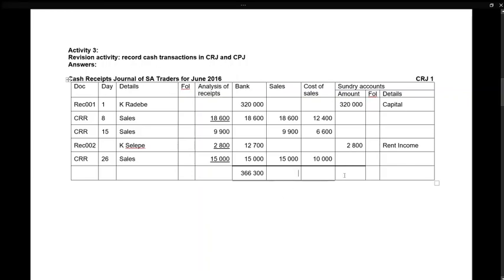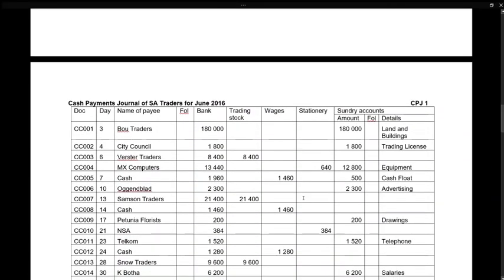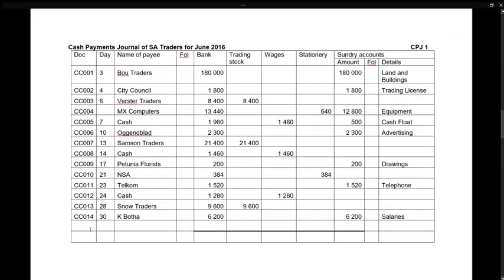Okay. Sales, if you were to total that, 43,500, and cost of sales, I got 29,000 on the dot. Right, let's quickly do our cash payment journal. It's an extra line, let's quickly take that out, just for the sake of being neat.